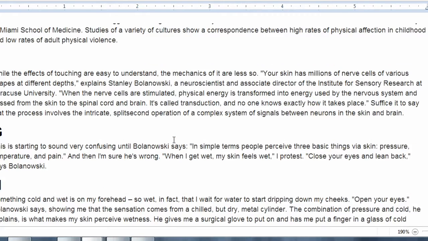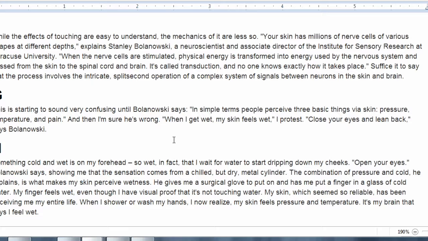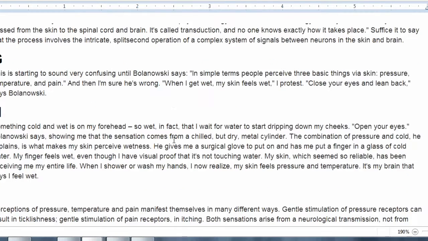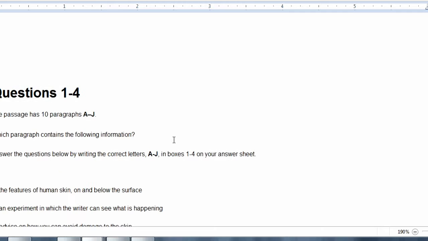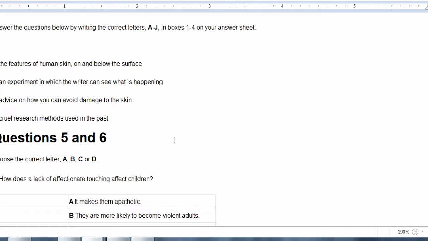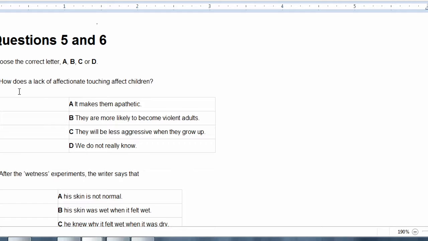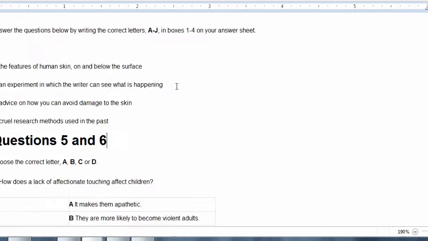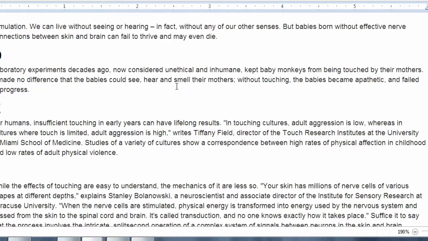Okay, so it means that when they are not touching, the lack of touching, how does the lack of touching affect children? But they are not talking about the adults here. We have to look again. They are talking about the children here. So the ones we read here were about the adults, right? Insufficient touching in early years results in adult aggression. But we are looking for children, so there must be something about children too.